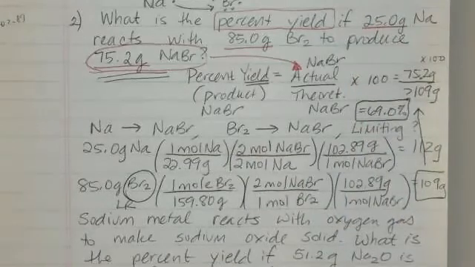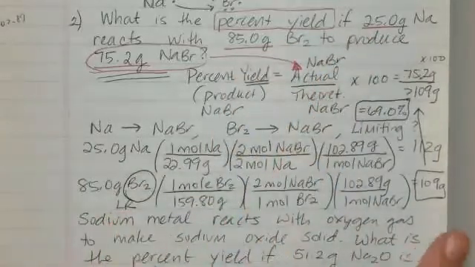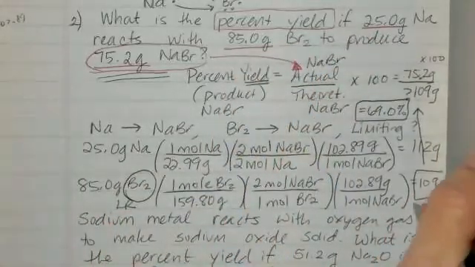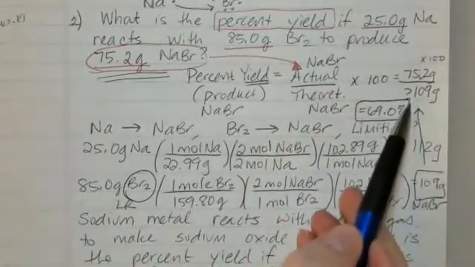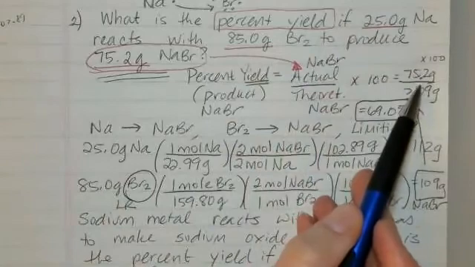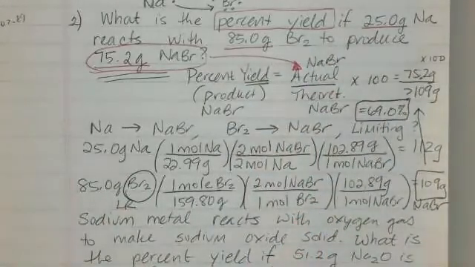So that would be my percent yield of this reaction based on starting with 25 grams of sodium and 85 grams of bromine. Based on those two starting materials, bromine runs out first. We only make 109 grams of sodium bromide. And then theoretically, 109 grams are made. Actually, we only got 75.2. That means we had a 69.0% yield.